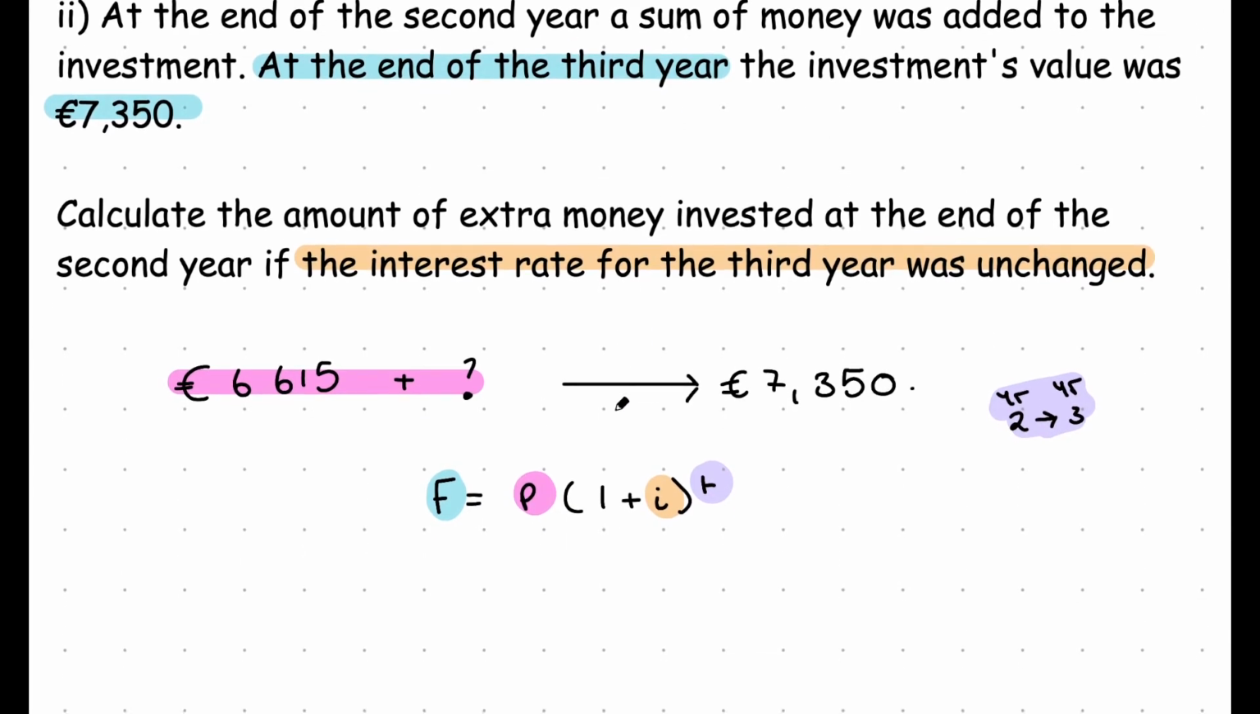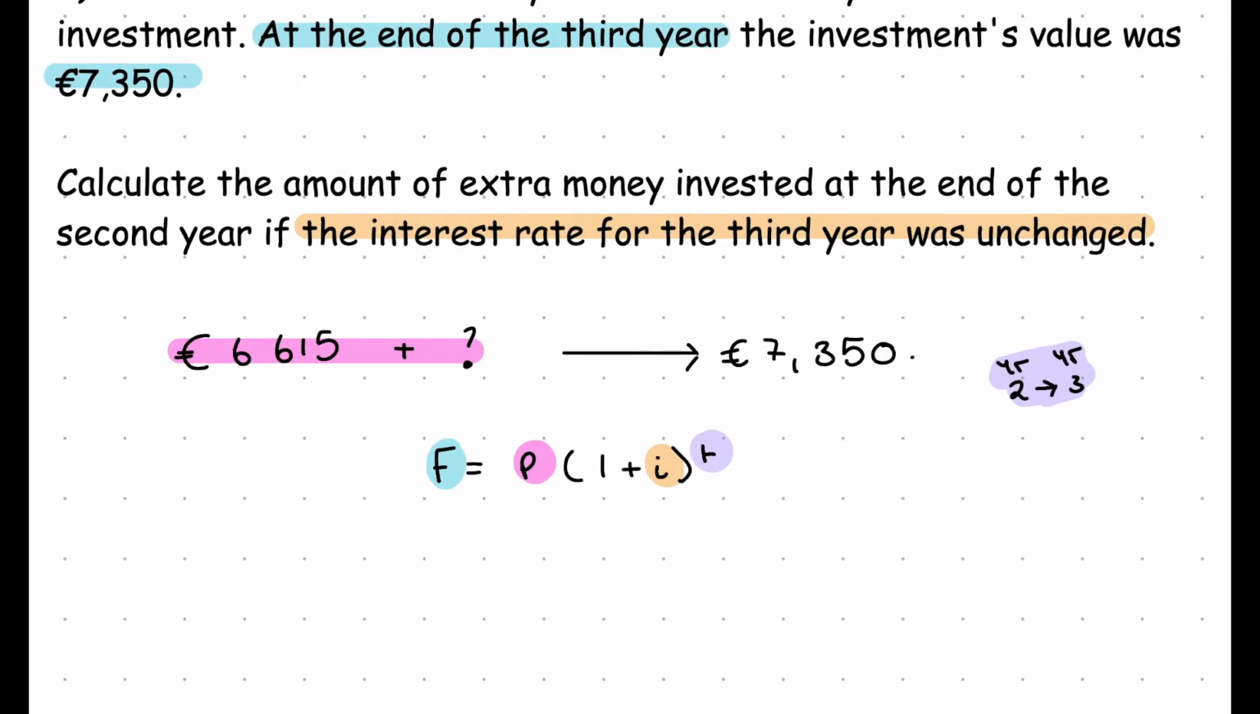So all we have to do now is fill in the information into our formula. So we know that the final value is going to be 7,350. That's equal to what we put in, which we don't know. We know what part of what we put in was, but we don't know the other amount. I'm just going to call it P for the moment. And then we're saying that we put that in. It's got an interest rate of I. Remember, we must write the 5% in decimal. And then we raise it to the power of T. Now T was year 2 to year 3. It's only 1 year. So I'm going to put 1.